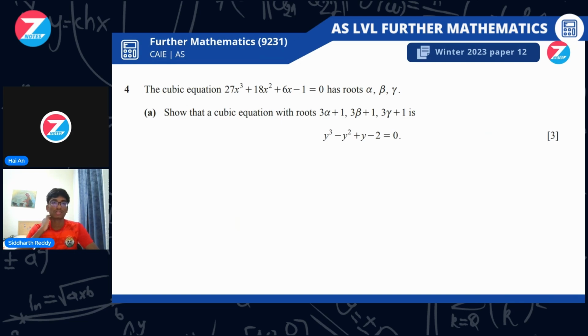The cubic equation 27x cubed plus 18x squared plus 6x minus 1 has roots alpha, beta, gamma. Show that a cubic equation with roots 3 alpha plus 1, 3 beta plus 1, and 3 gamma plus 1 is this one.